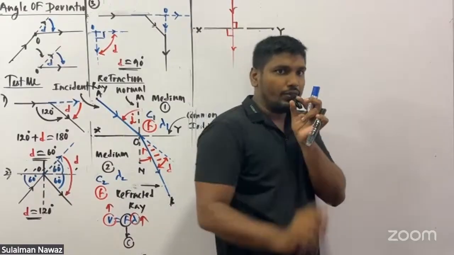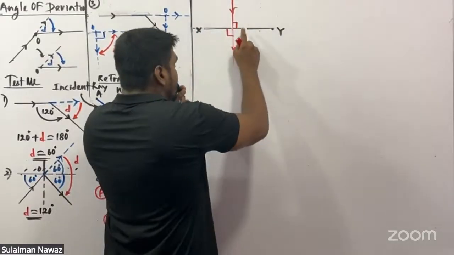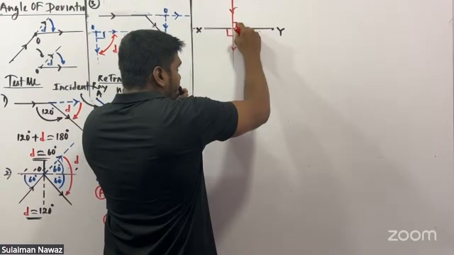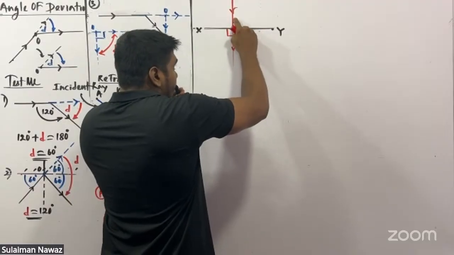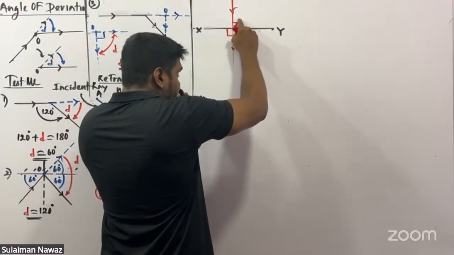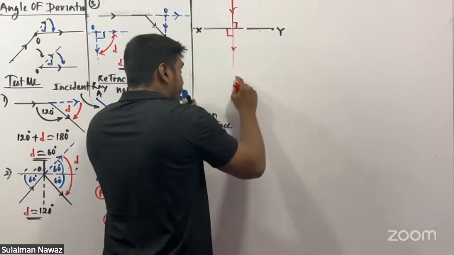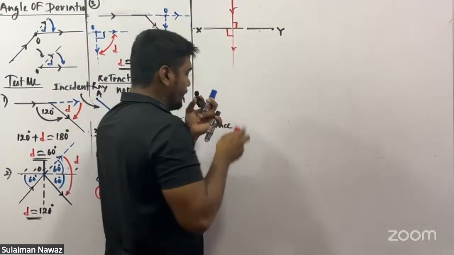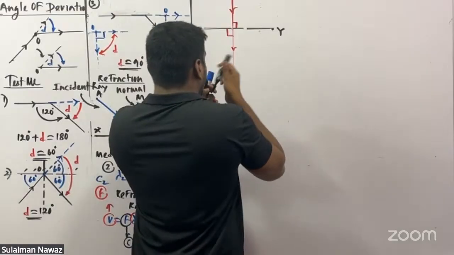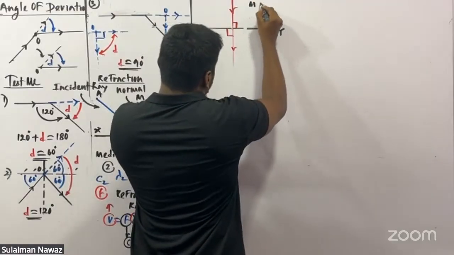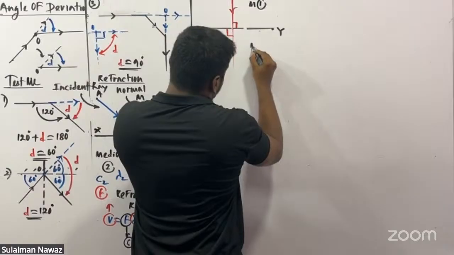But in this case also, if the light ray is perpendicular to the common interface, then it doesn't undergo any deviation in the path. It follows the same initial path. That's correct. I'm going to ask you a question. This is medium 1, and this is going to be medium 2.